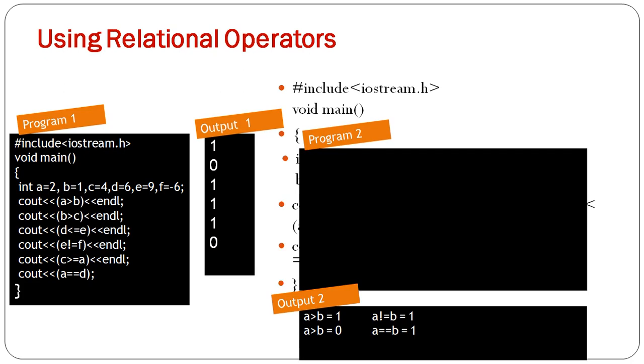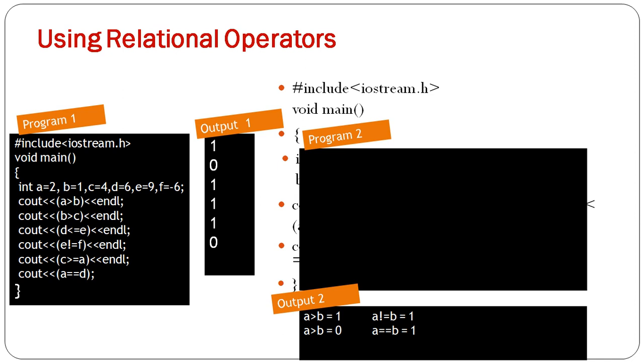So let us see one example for using relational operators. Hash include iostream dot h. Here if you could see, we have defined certain values for A to F. endl is used to go to a new line. The first output is A greater than B, where the value of A is 2, B is 1. So 2 is greater than 1, so the output is 1, which is true. Next, B greater than C, that means 1 greater than 4, which is false, so output is 0.